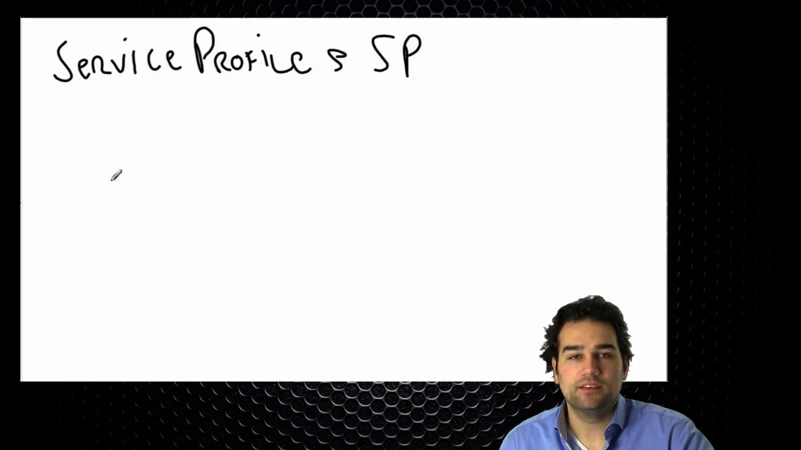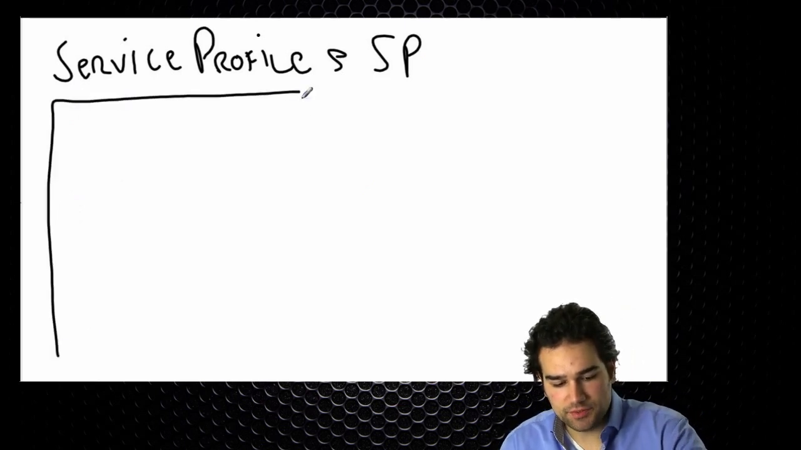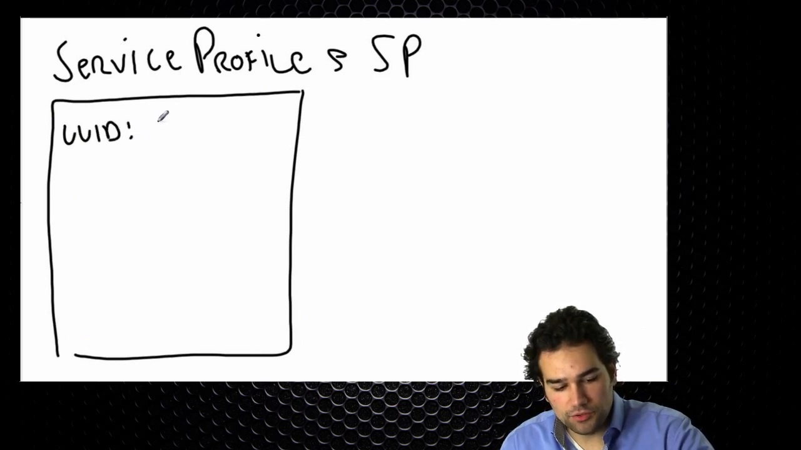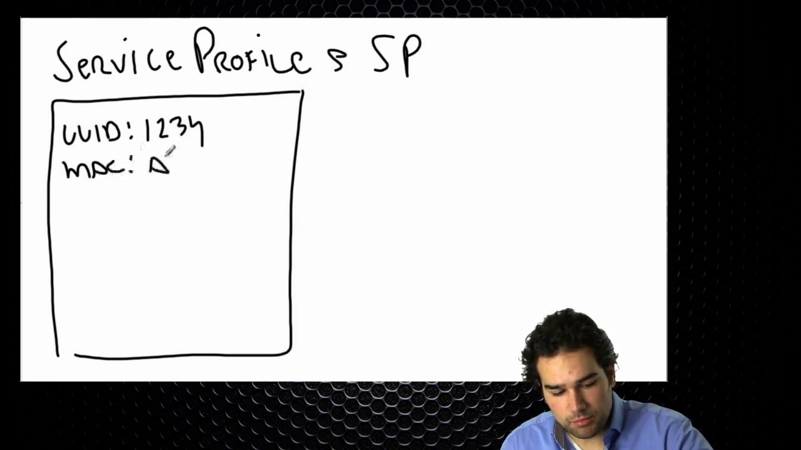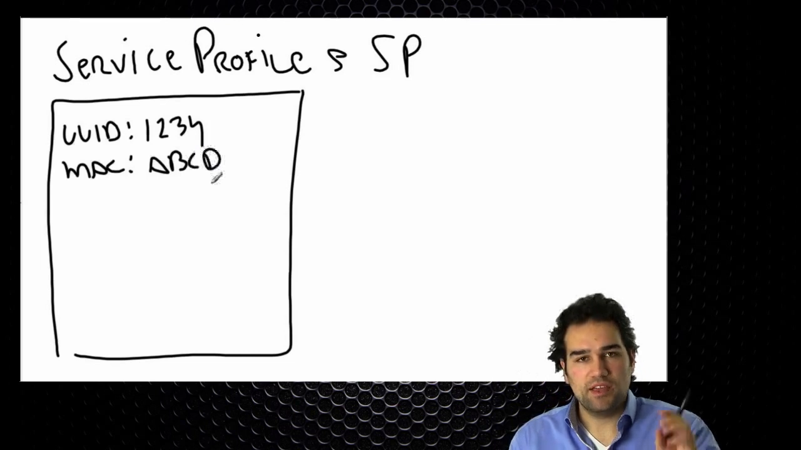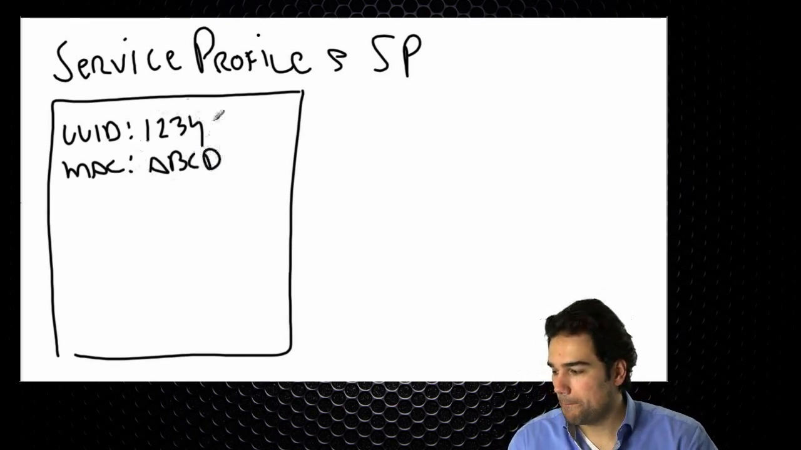So I do not mean mappings, no, I mean actual addressing. So if I take that list of settings, I have an actual UUID configured here, 1, 2, 3, 4. I have an actual MAC address configured here, A, B, C, D, and so on and so on. So I have actual settings listed in the service profile.